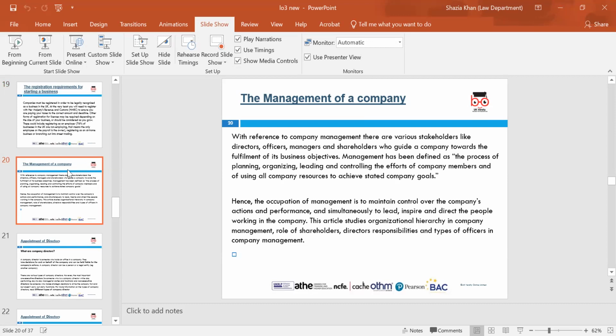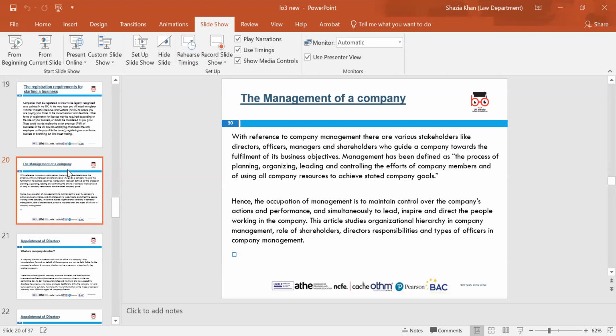Management has been defined as the process for planning, organizing, leading, and controlling the efforts of a company's members and of using all company resources to achieve stated company goals. Hence, the occupation of management is to maintain control over the company's actions and performance and simultaneously to lead, inspire, and direct the people working in the company.